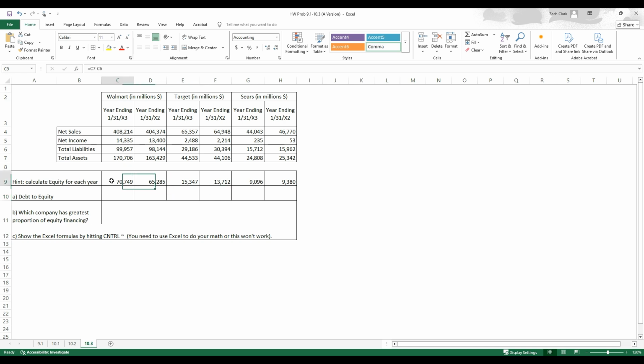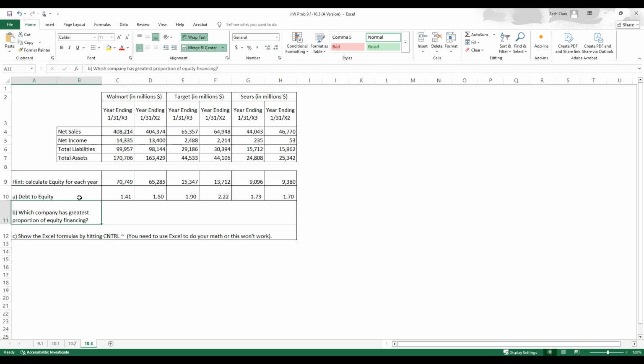So that's the first task, just to figure out what equity is. And then to figure out debt to equity, we can just take our liabilities divided by our equity. So debt to equity, liabilities being debt, essentially. Then we can just drag our formula across, so that each time it's taking liabilities divided by equity, and then you get these amounts here for Walmart, Target, and Sears.